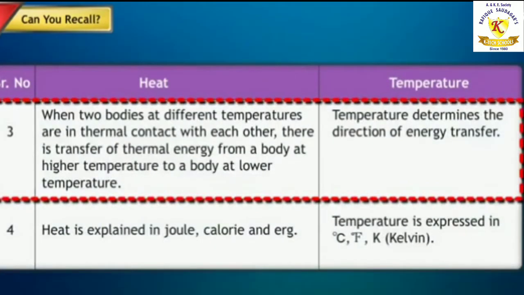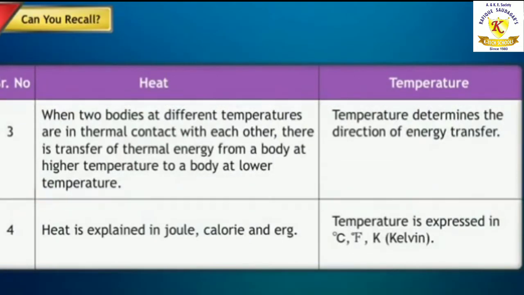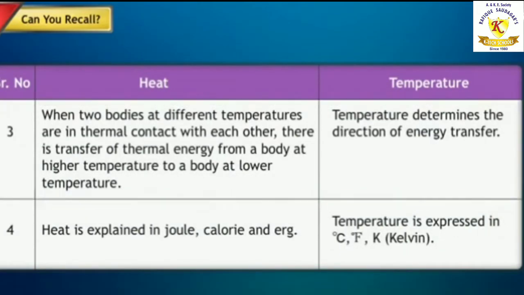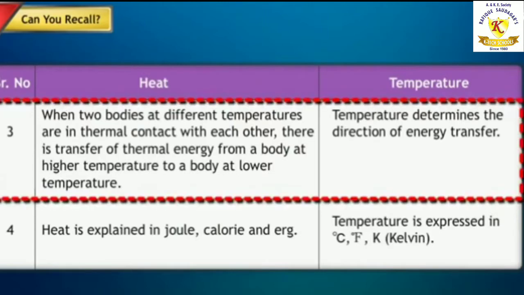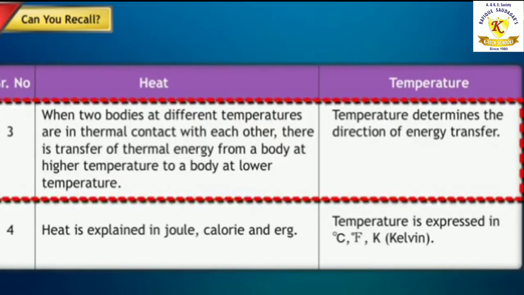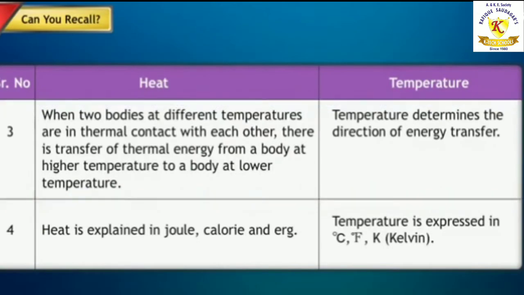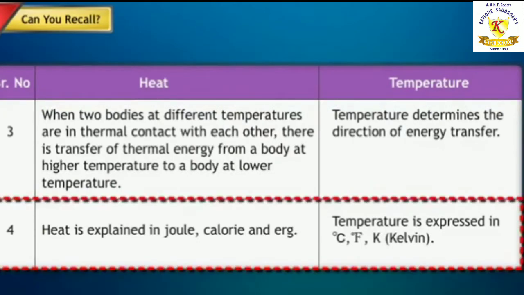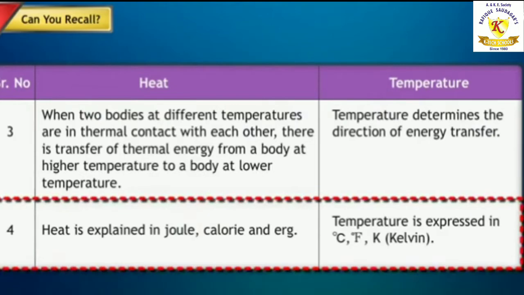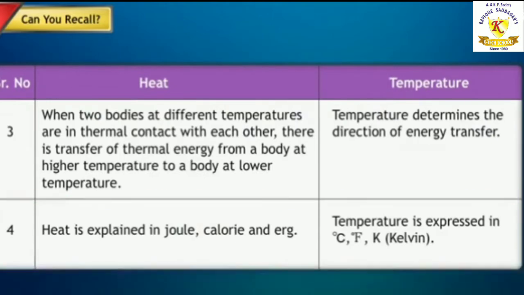When two bodies at different temperatures are in thermal contact with each other, there is a transfer of thermal energy from a hot body at higher temperature to a body at a lower temperature. Temperature determines the direction of energy transfer. Heat is expressed in joule, calorie and erg, and temperature is expressed in Celsius, Fahrenheit and Kelvin.